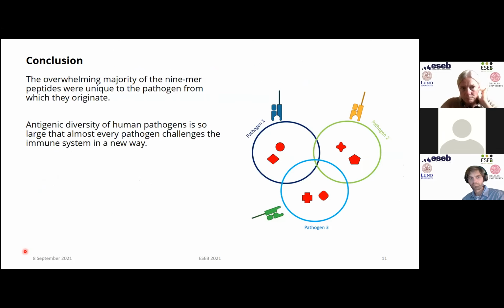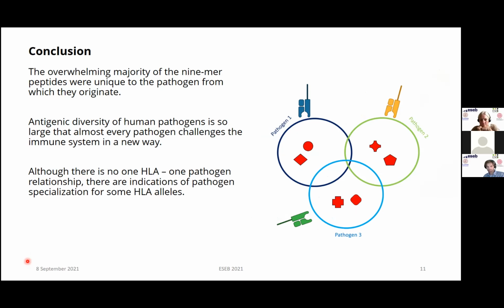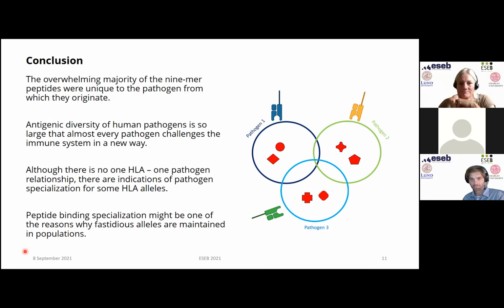So to conclude, we have shown that the overwhelming majority of these 9-mer peptides were unique to the pathogen from which they originate, and this leads to the conclusion that most pathogens challenge our immune system in a new way. We did not observe, and of course were not expecting to observe, a one HLA, one pathogen relationship, but we can still see some indications of specialization for some HLA alleles, specifically for the fastidious ones. And such specialization might indeed be one of the reasons how these fastidious alleles are maintained in populations.